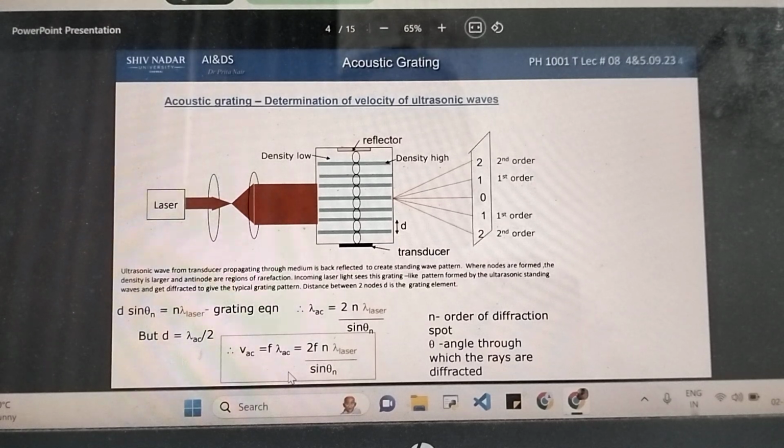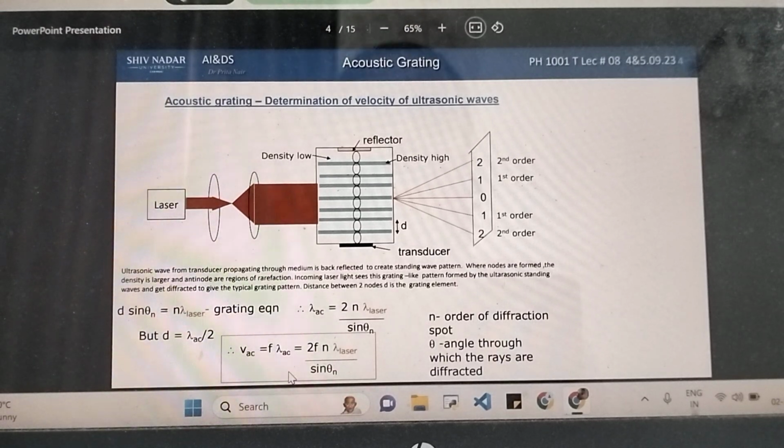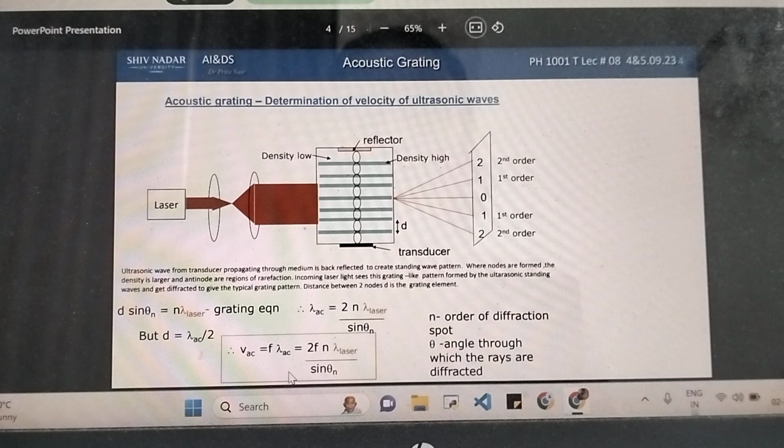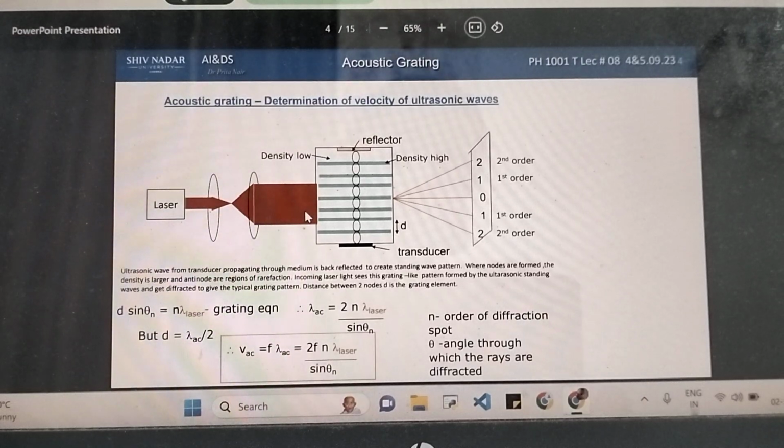Moving on to acoustic grating. This is a little more scientific way of calculating the wavelength and hence the velocity. What you do is you have a laser beam. You first converge it using one convex lens and then make it a parallel beam using another convex lens.